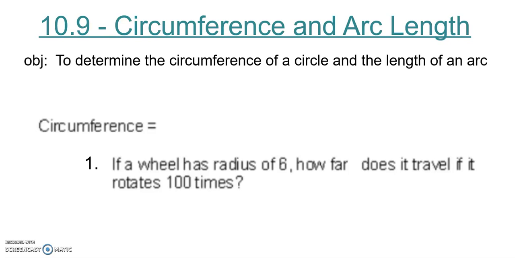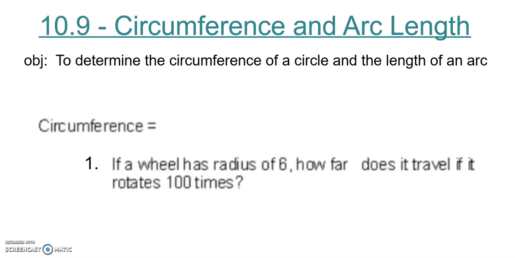Alright, today we're talking about section 10.9, which is circumference and arc length. So some of this should be review from chapter 9, and as we go through this, I do want to remind you just to keep your answers in exact form, so keep pi in your answers. Alright, so to get started, we're going to talk about circumference.